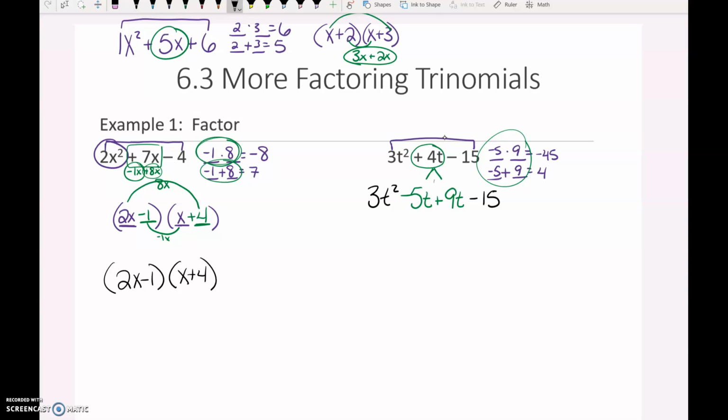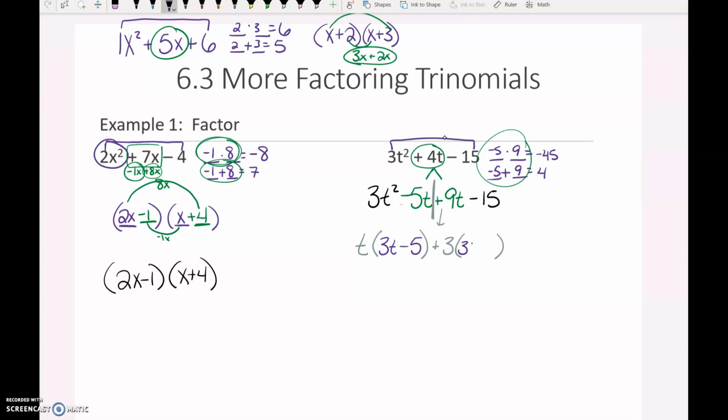Now we're going to factor by grouping. So split it after the second term. What does the first group have in common? They just have a t in common. 3t squared divided by a t is 3t. -5t divided by a t is -5. What does the next group have in common? Drop that symbol down. Looks like we could divide both of those by 3.